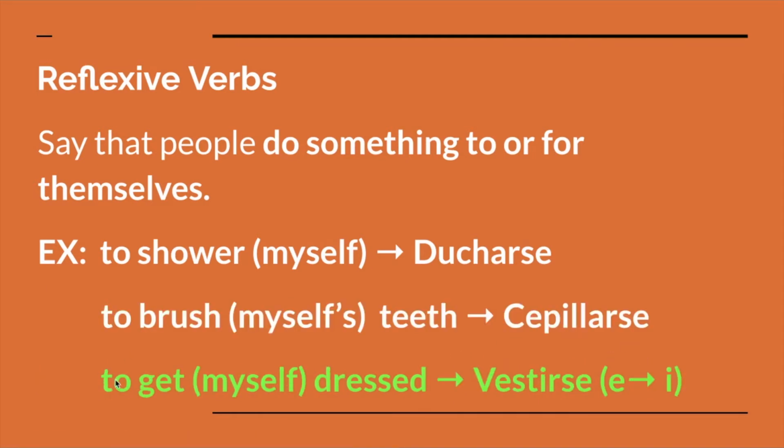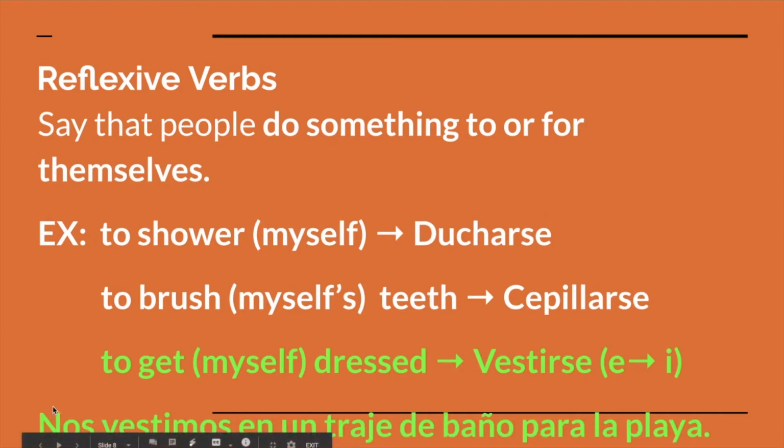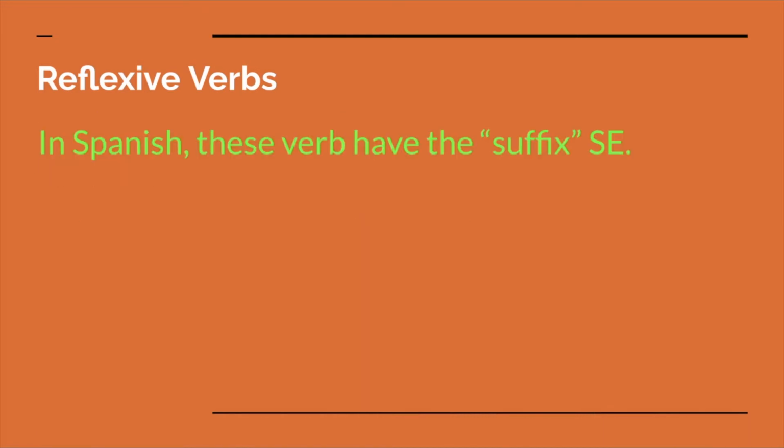And then finally we have, like, to get dressed. So that's vestirse, with a stem changer. That's what's going on there. So it goes, nos vestimos en un traje de baño para la playa. So nos vestimos is we dress ourselves in a bathing suit for the beach.